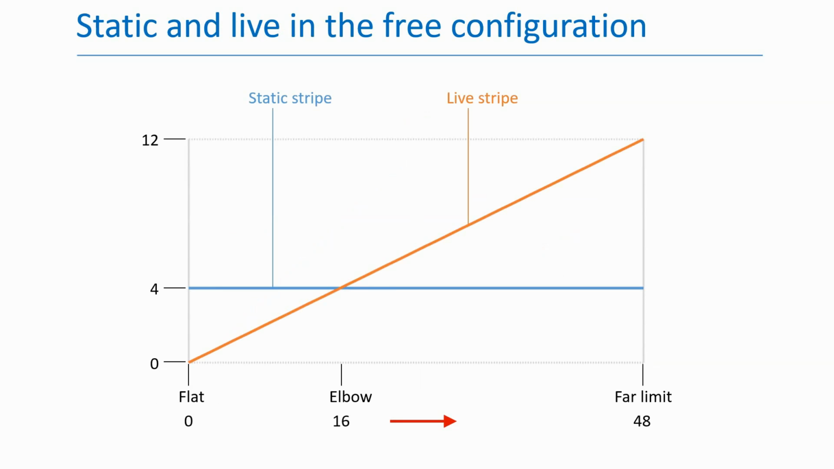Next, we'll study the free configuration. First, we'll review the beam in terms of static and live. The static stripe remains constant in the free configuration. The live stripe starts at 0 and grows linearly with distance from the flat. The two are equal at the elbow.